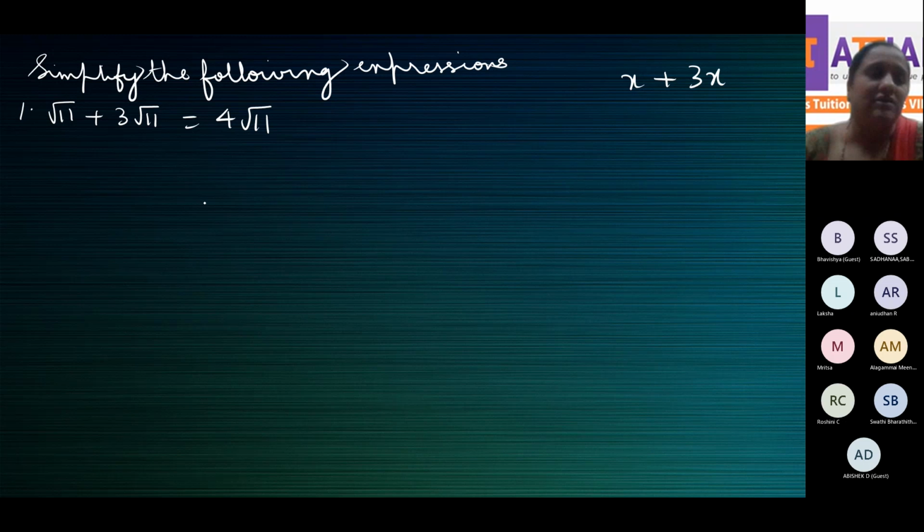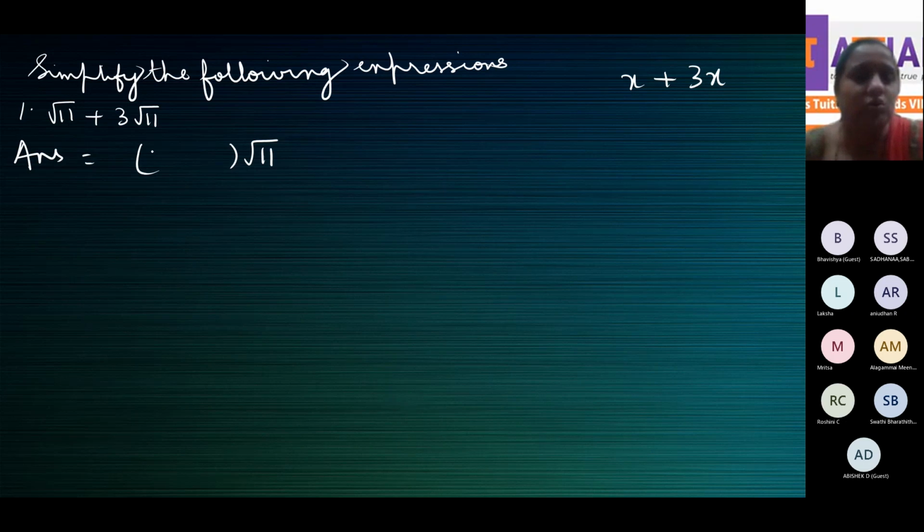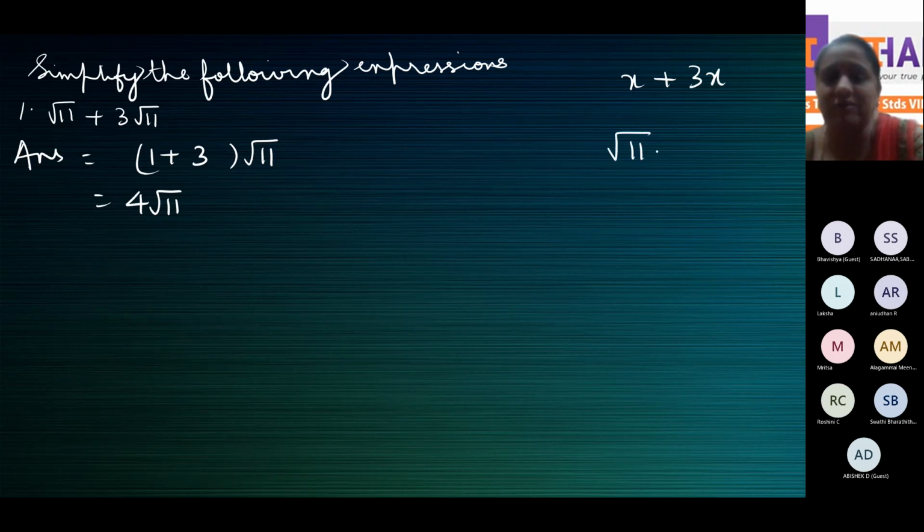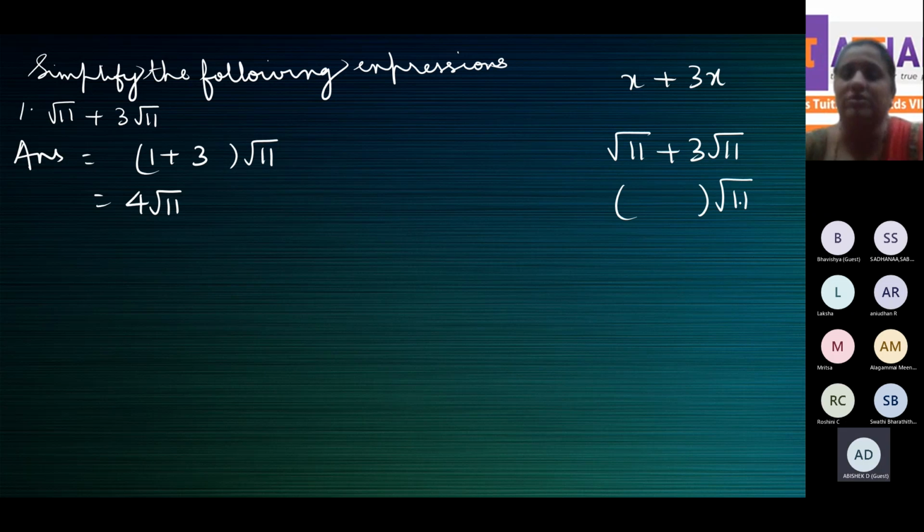I'll tell you how we get that. So what is common between root 11 and 3 root 11? Root 11 is common, right? So you'll get 1 plus 3 in the bracket, which is 4 root 11. See, I'll show you again. Root 11 plus 3 root 11. Now what's common between these two? Root 11 is common. Take out the common factor.